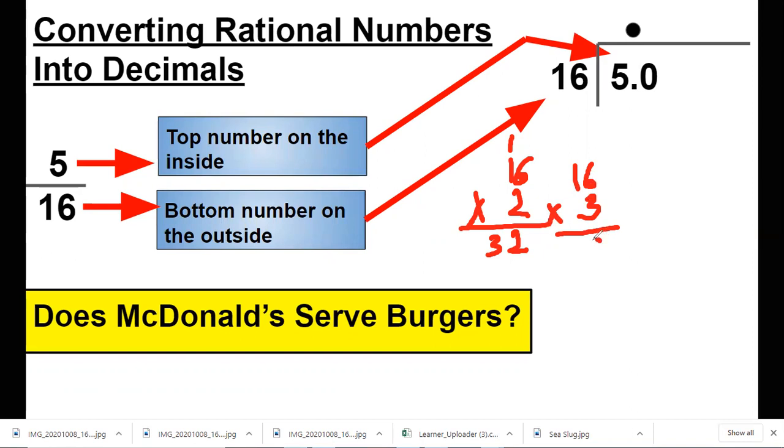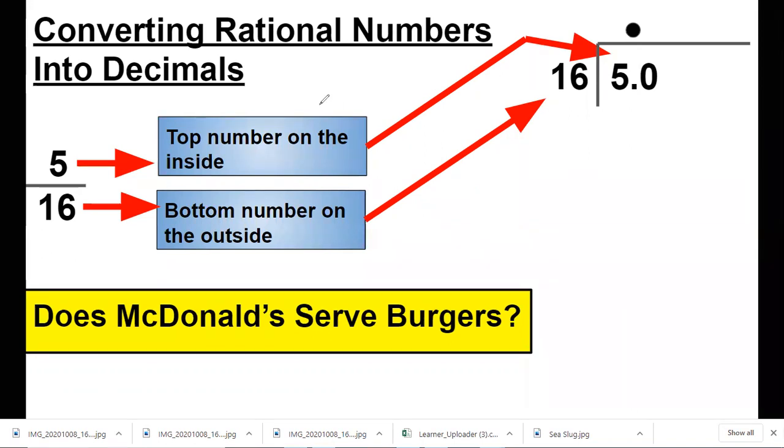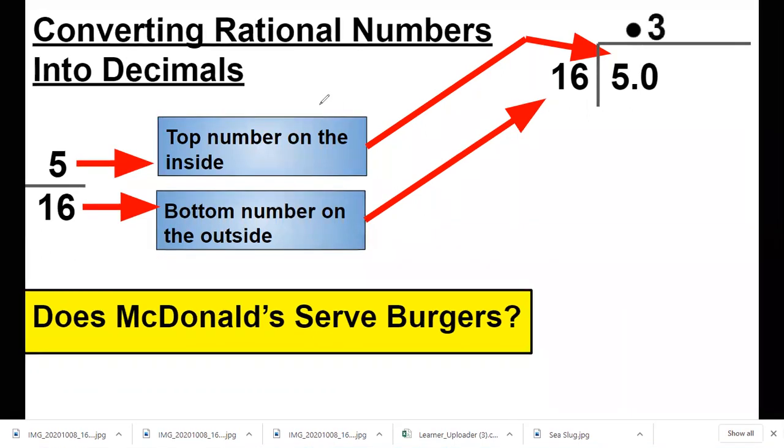So 3 times 6 is 18. Carry the 1. 3 times 1 is 3 plus 1 is 4. 48. I'm really glad that I tried the 3. Why am I glad? Because 48 is much closer to 50 than 32 is. So the answer is going to be a 3. I'm going to put a 3 up on top. There it is. And now I go to the McDonald's part.